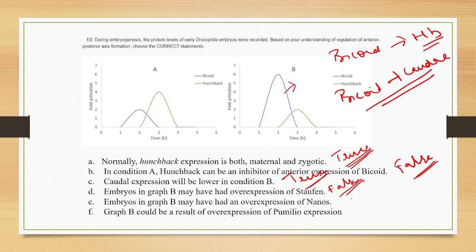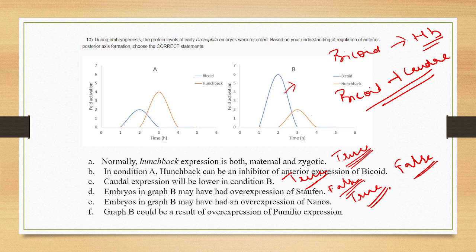Then what is the next? Next is embryos in graph B may have an overexpression of nanos. So here, can there be an expression of nanos? There can be an expression of nanos. Why? Because if bicoid is expressed more, we are talking about the anterior side, and hunchback is also there. So there is nothing which can be said that nanos would be inhibited. So this statement becomes true.